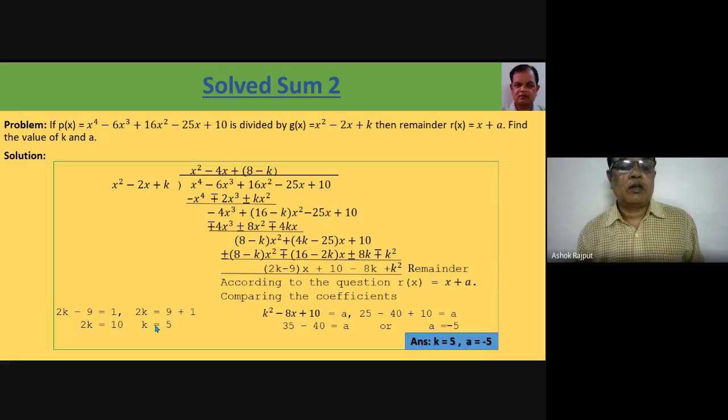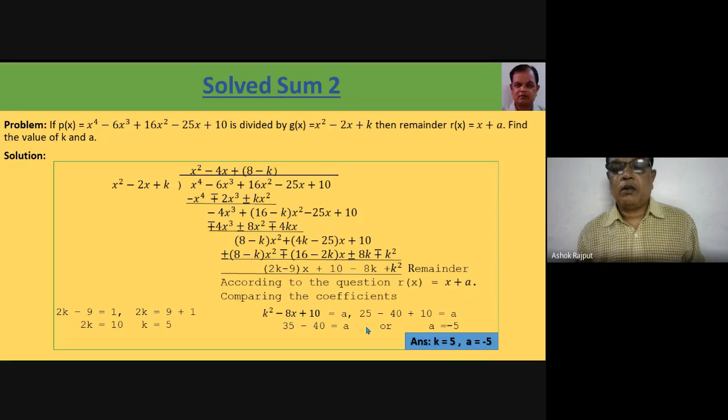Then transpose the 9 to the right side because here it is negative, then 2k plus 1 equal to 9, 9 plus 1, it is 2k equal to 10, then dividing by 2, 2 fives are 10, k equal to 5. Here compare to the constant, because 10 minus 8k plus k square, it is constant, here a is constant. K square minus 8k plus 10 equal to a. Because we know the value of k is 5, so we have written here square of 5 is 25, 25 minus 40 plus 10 equal to a.